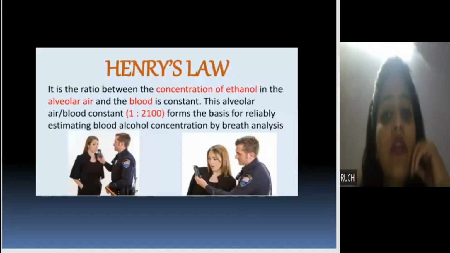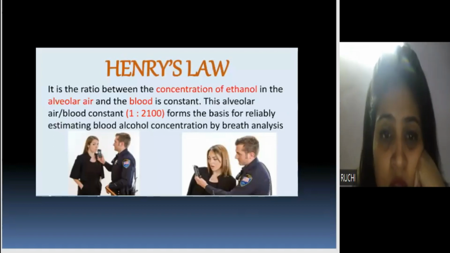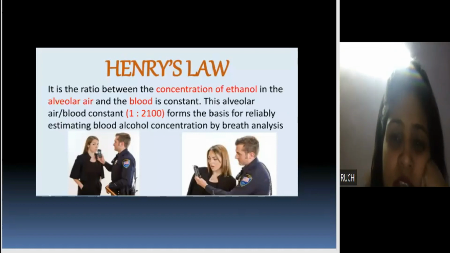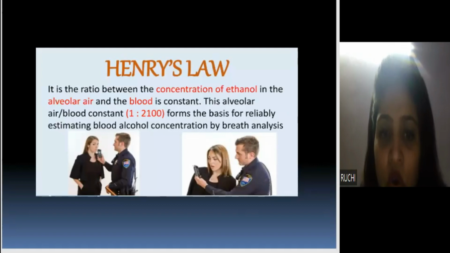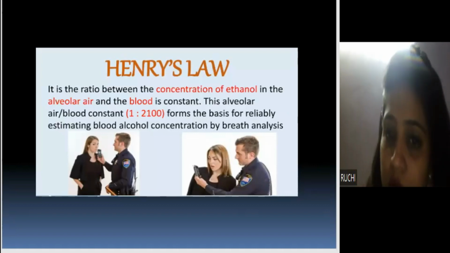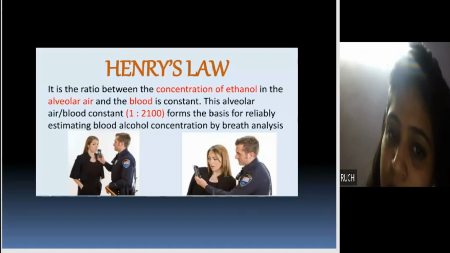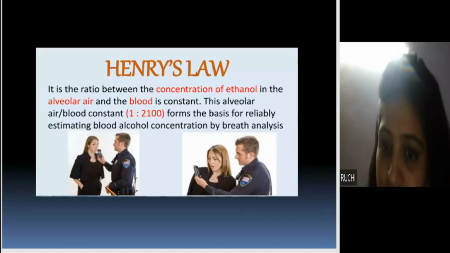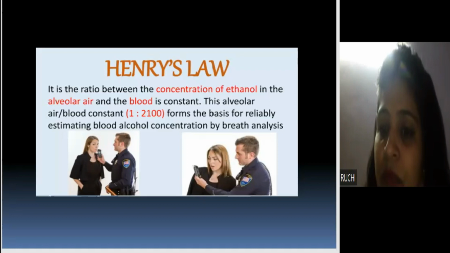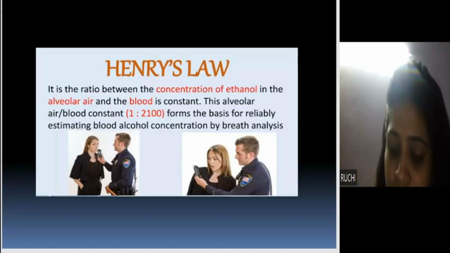Henry's law. It is the ratio between concentration of alcohol in alveolar air and the blood is constant. So, what is Henry's law? It says that it depends on your concentration of alcohol, how much is in alveolar air or blood. The concentration of your ethanol will depend on your exhalation of alcohol and the concentration in blood. So this is what the alcohol breath test depends on. This alveolar air to blood constant ratio of 1 to 2100 forms the basis of reliability of estimating blood alcohol concentration by breath analysis. So this is how we get it.